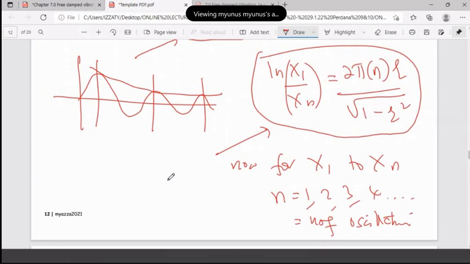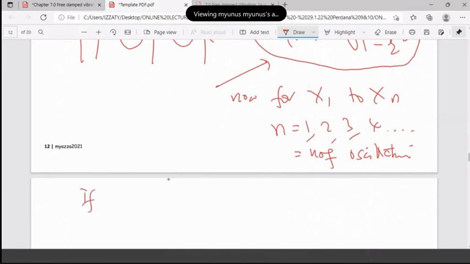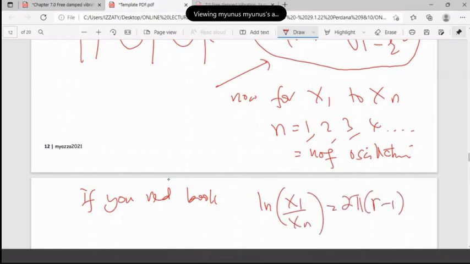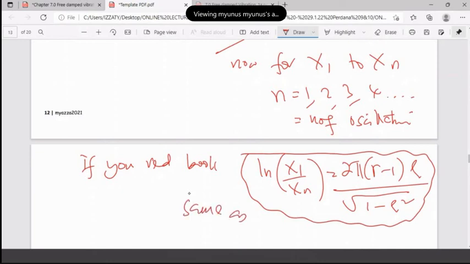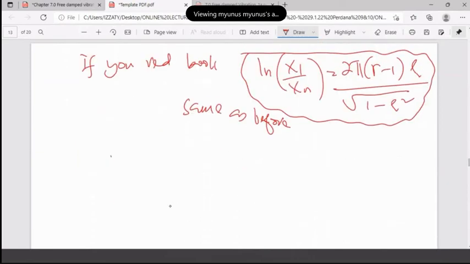Okay, now if you read books, you will find this equation in terms of ln x1 by xn, which is correct, equal to 2 pi zeta over square root of 1 minus zeta square. Most books write it this way, typically books written by Indian scholars use this as the equation. But this equation is the same as before. The only difference now is that they present the graph here.